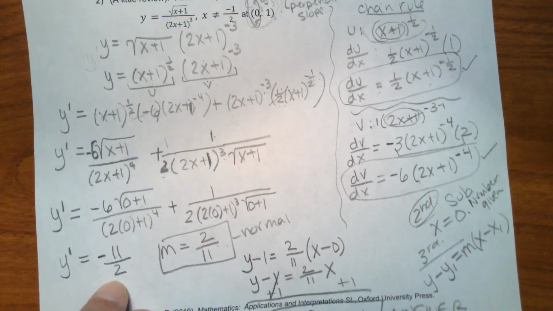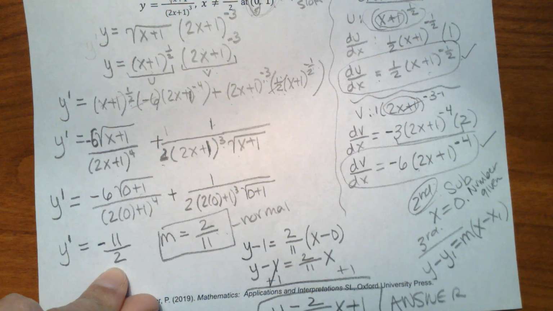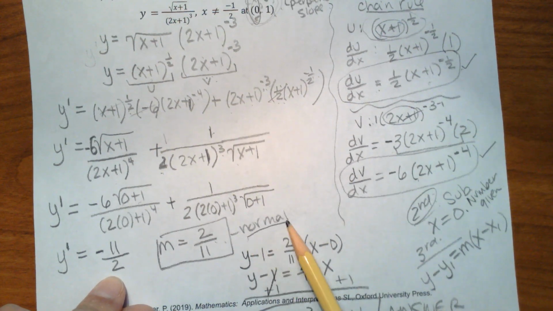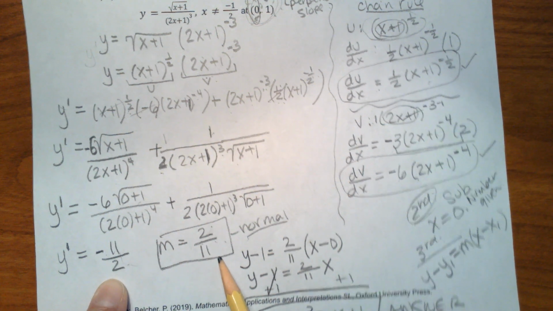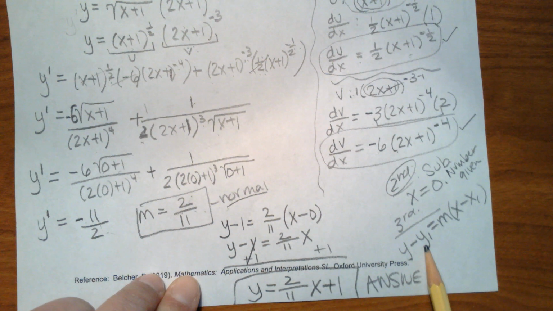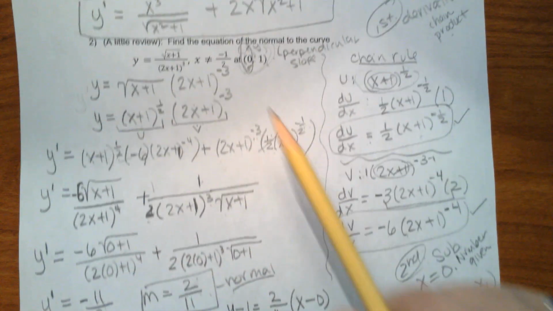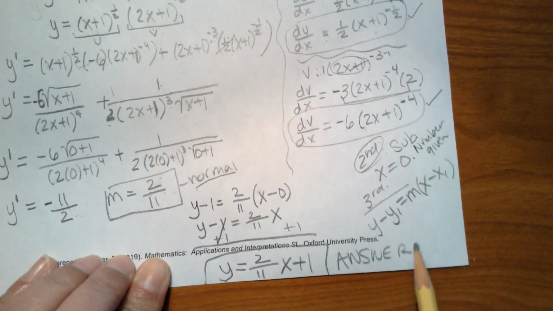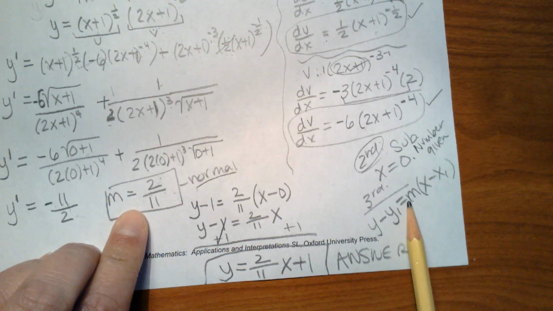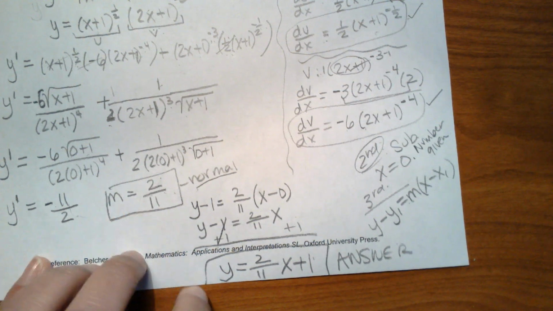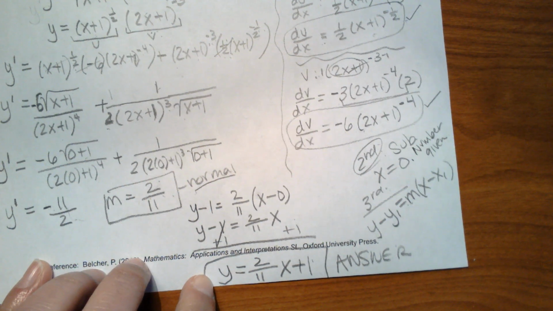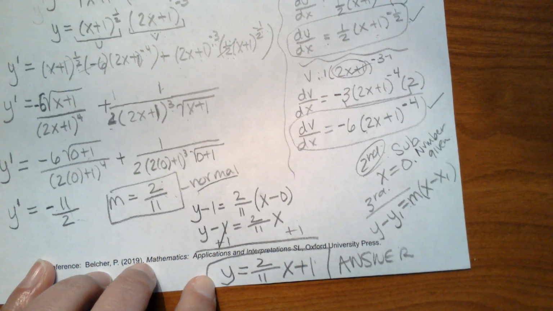I used my calculator. I came out with negative 11 over 2. They want the normal slope, which means I had to take the opposite, positive, reciprocal, 2 over 11. Third, lastly, I substituted the point they gave us, 0, 1, and our slope, 2/11, into the formula, simplified, and I got my answer, my normal to the curve, y equals 2 over 11x plus 1.